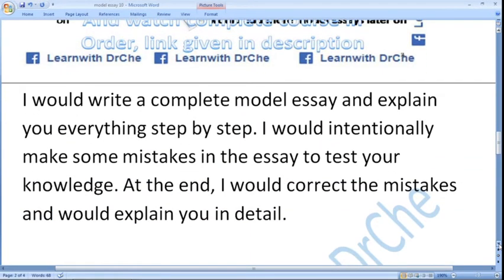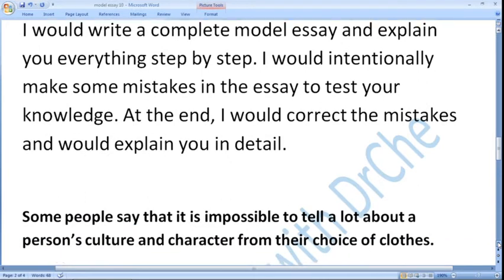I would write a complete model essay and explain you everything step by step. I would intentionally make some mistakes in the essay to test your knowledge. At the end, I would correct the mistakes and would explain you in detail.